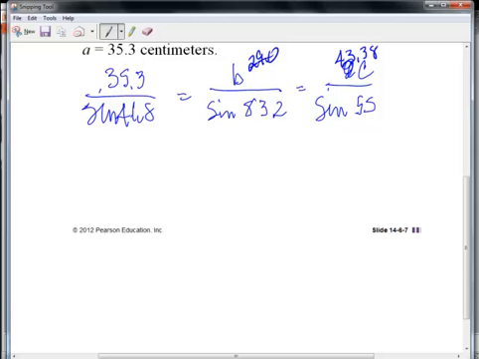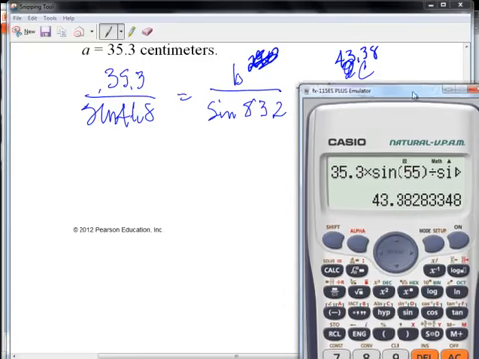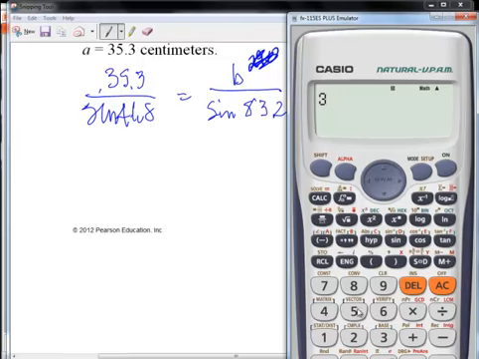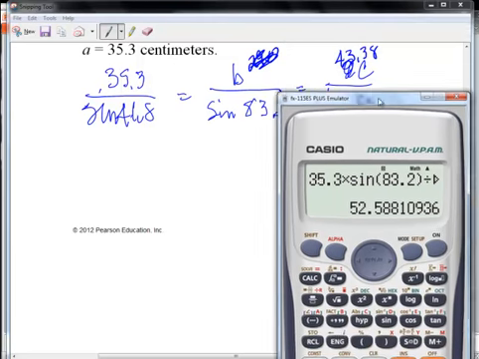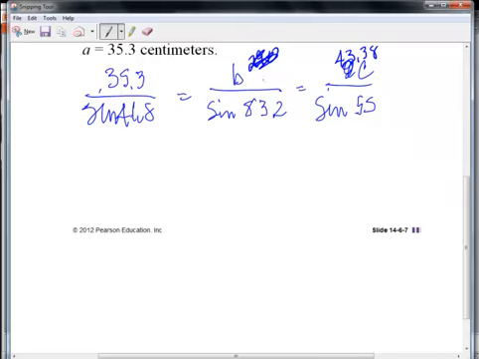I think my B here is wrong. I'm going to recalculate that. The reason why I say it's wrong is the biggest side should be opposite the biggest angle, and that's not the biggest side, so I must have made a mistake when I calculated. Let's try it again. 35.3 times sine 83.2, close parentheses, divided by sine 41.8 is 52.6. I like that better because then it's the bigger side.